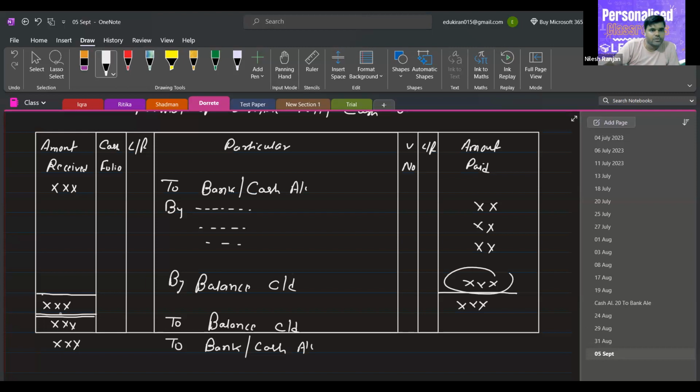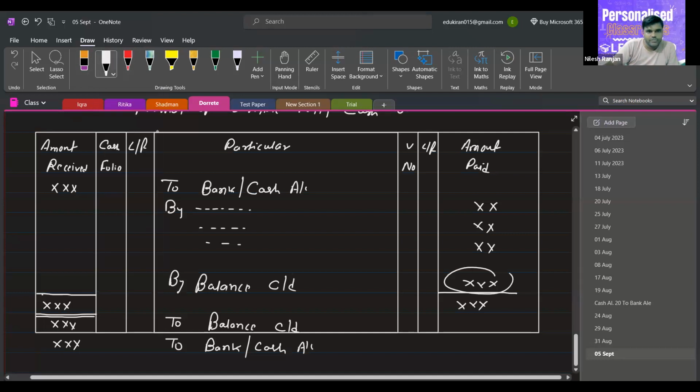Sorry, there is one more column actually. I have left out a column. There is one more column of date here. I forgot to add the date, so please write that.